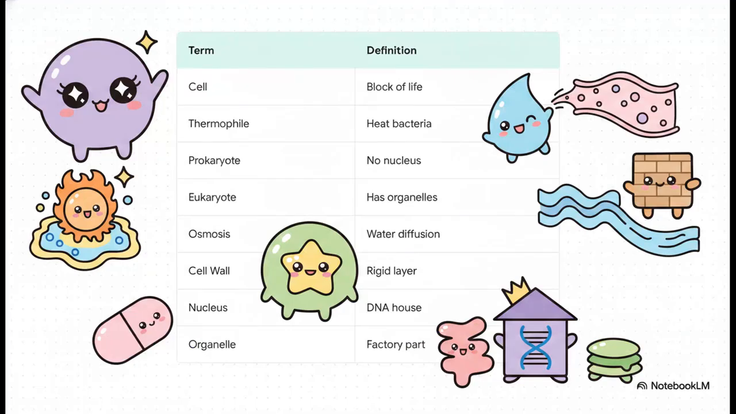Section 5, Ultimate Cell Study Guide, your master cheat sheet. We've covered some incredible ground today, from boiling ancient springs to complex microscopic factories. Tell you what, go ahead and screenshot this slide right now. This is your master cheat sheet. We started with the cell itself, the fundamental building block of all life.